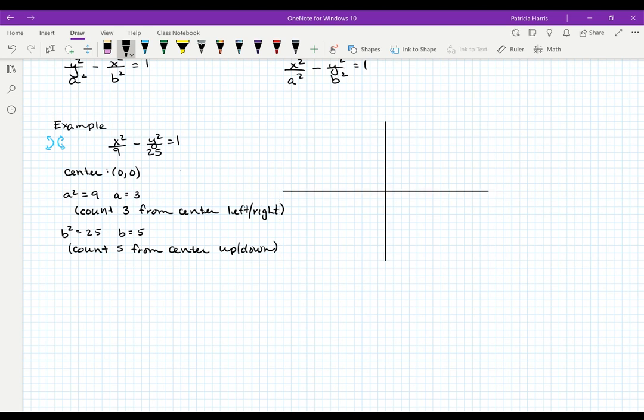Okay, here we go. The first thing I'm going to do is graph my center, and I'm literally just going to count out a and b. So I'm going to go right 3, left 3, up 5, down 5. You're going to use these 4 points to make a rectangle.